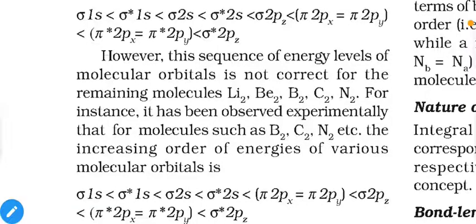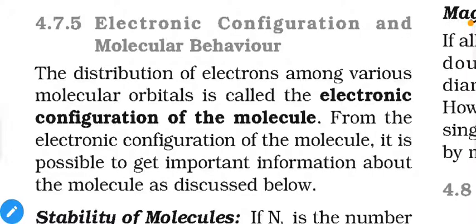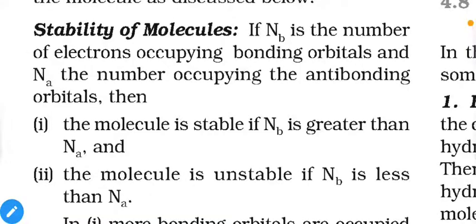Then we discussed the energy filling order in the orbitals for F2 and O2 and for other elements up to atomic number 10. Then we discussed electronic configurations and molecular behaviors, in which stability of molecules was the first point. According to this point, the number of electrons in bonding molecular orbitals should be greater than the number of electrons in anti-bonding molecular orbitals. If so, the molecules will be stable, and if the opposite is true or the numbers are equal, then the molecules will be unstable.